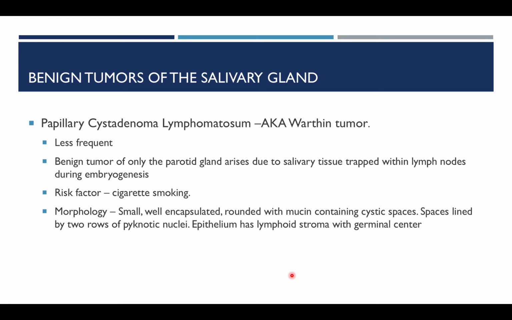Another benign tumor of the salivary gland is papillary cystadenoma lymphomatosum, but we call it Warthin tumor. These are a lot less frequent than pleomorphic adenoma. They are benign tumors, specifically only in the parotid gland, and they arise due to salivary tissue trapped within lymph nodes during embryogenesis. The risk factor is cigarette smoking. In terms of morphology, they are small, well capsulated, and rounded, with mucin-containing cystic spaces. The spaces are lined by 2 rows of pyknotic nuclei, and the epithelium has lymphoid stroma with germinal centers.